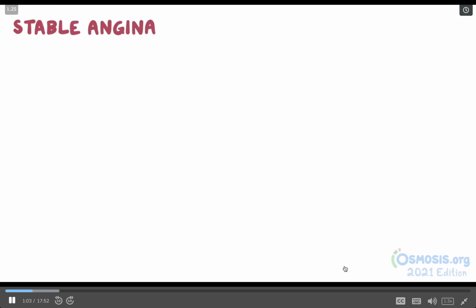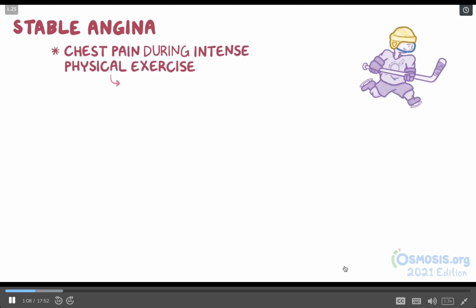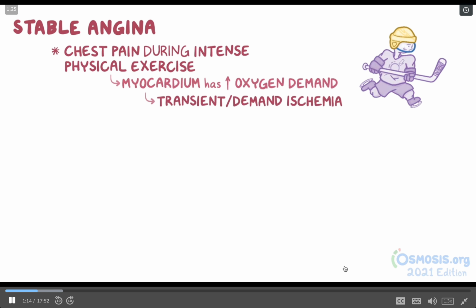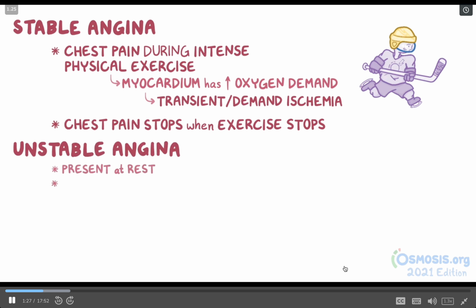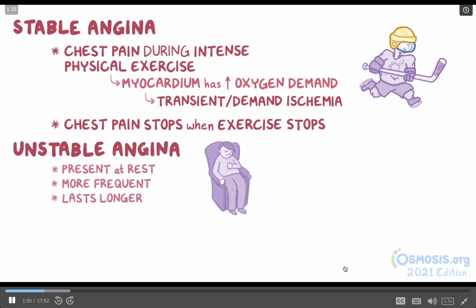Patients with stable angina don't feel pain at rest, but they do feel chest pain during intense physical exercise, because that's when the myocardium has increased oxygen demand, which leads to transient or demand ischemia. The chest pain stops when the exercise stops, so these patients often just rest rather than going to the emergency department, or ED. Now, angina is considered unstable if it presents at rest, or if it becomes more frequent, lasts longer, or happens with less exertion than previous episodes of angina.